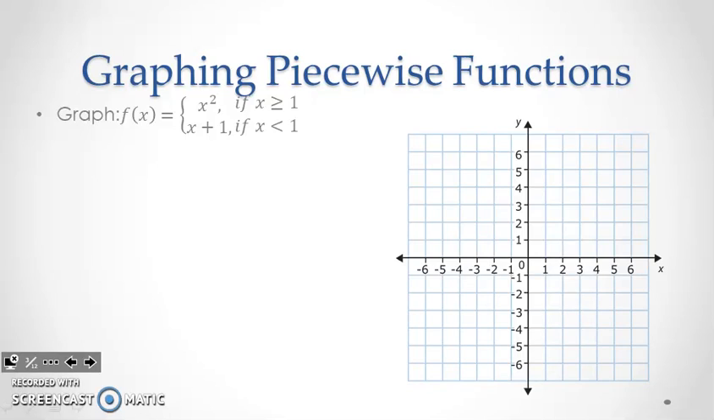First one that we have is f of x equals x squared if x is greater than or equal to 1, or it equals x plus 1 if x is less than 1. Okay, what I would suggest for you guys to do, first thing, graph both of these functions. Okay, so my two functions are f of x equals x squared. That's a parent function. That's my parabola. So it's going to be 0, 0, 1, 1, 2, 4, negative 1, negative 1, negative 2, 4.